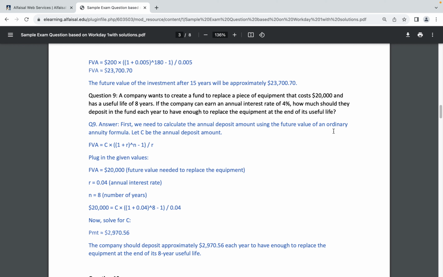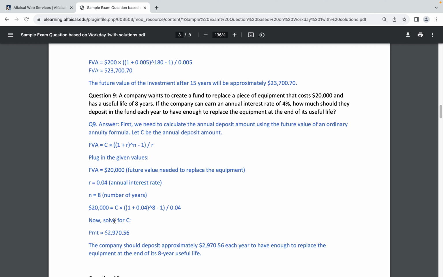Okay, so let's plug in the different values. 20,000 is the FVA, future value annuity. That's what it's worth. R is the annual interest rate. N is the number of years. We don't have to make any changes to R and N here because we just want to know how much we have to put away each year. So in this instance, we need to solve for C. When you rearrange those calculations, 20,000 equals C times (1 plus 0.04) raised to the power of 8 minus 1, over 0.04.